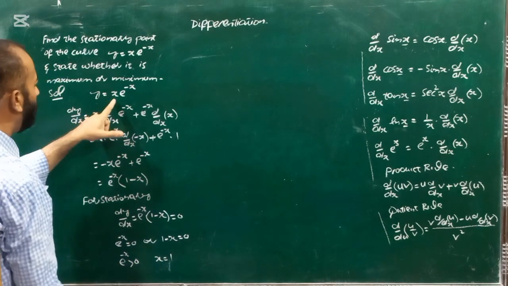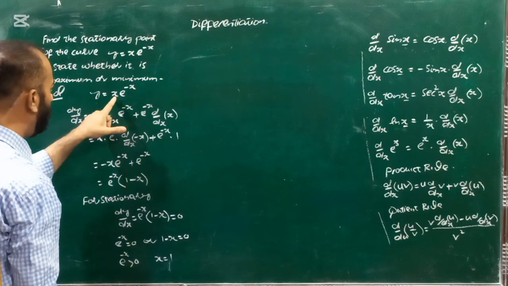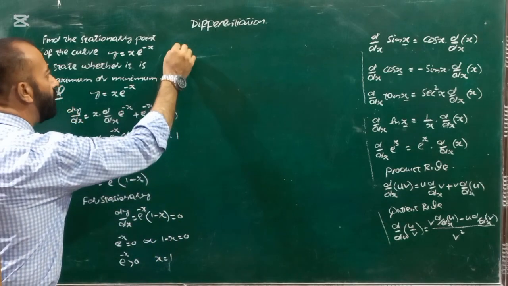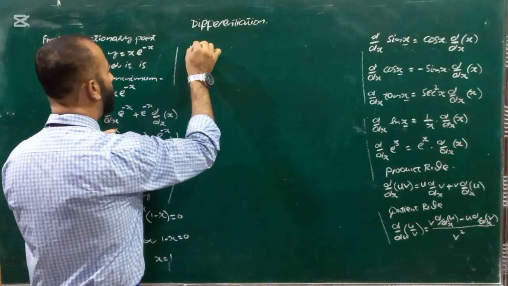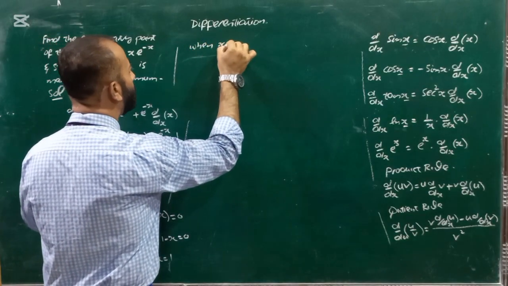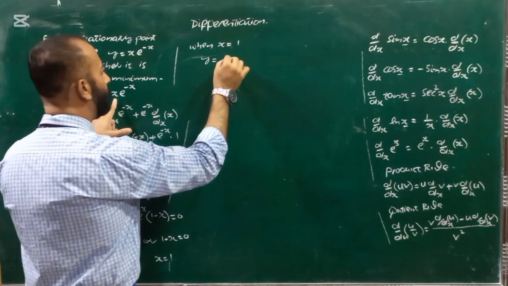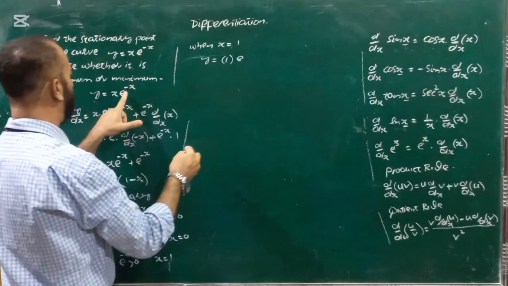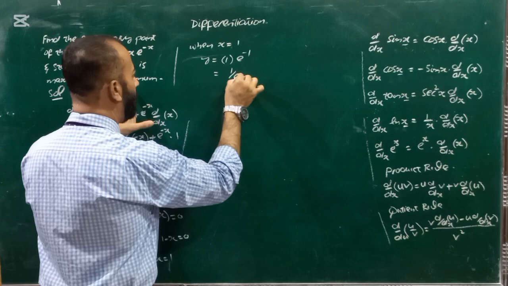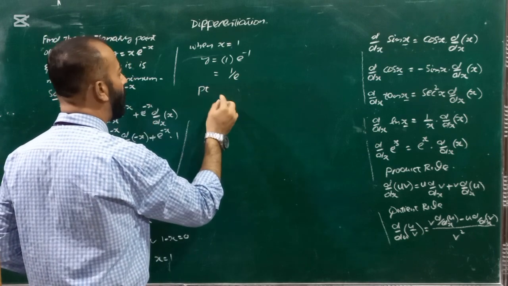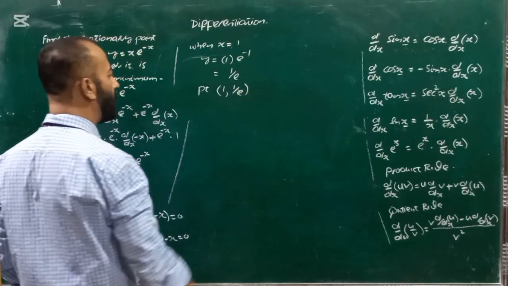And when x is equal to 1, put this value into this one. So look now, 1 into e raised to power minus 1. Okay, I'm solving the rest of the equation here. So when x is equal to 1, y will be equal to 1 into e raised to power minus 1. So the thing will be 1 over e. So it means the point will be 1 comma 1 over e. So this is the stationary point.